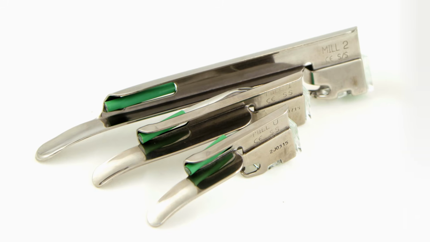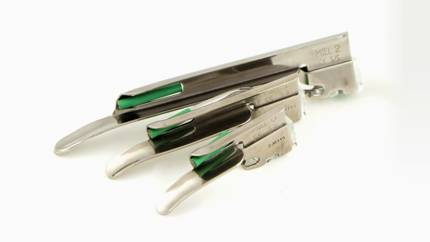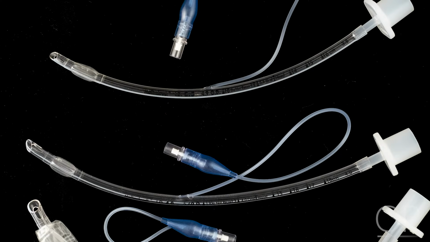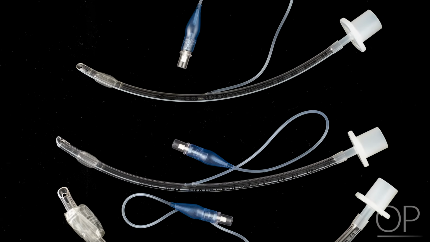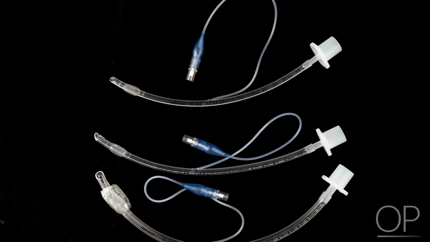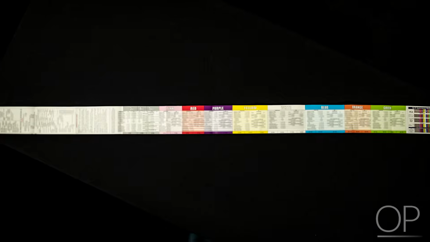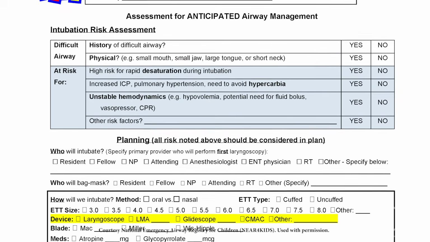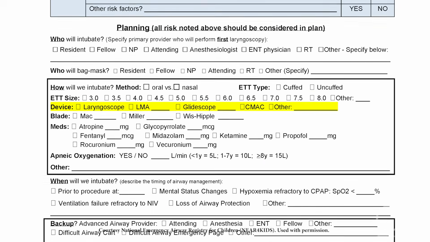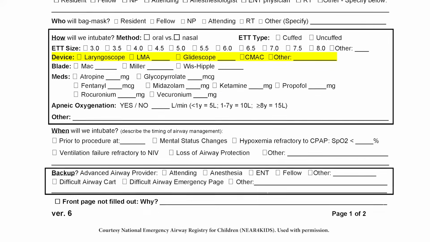Equipment issues. Choosing the correct size laryngoscope blade and endotracheal tube is important for intubation success. Using a systematic approach to selecting appropriate equipment can be helpful. Formulas, length-based systems, or electronic or printed resources can be used to reduce the cognitive load during this critical procedure.